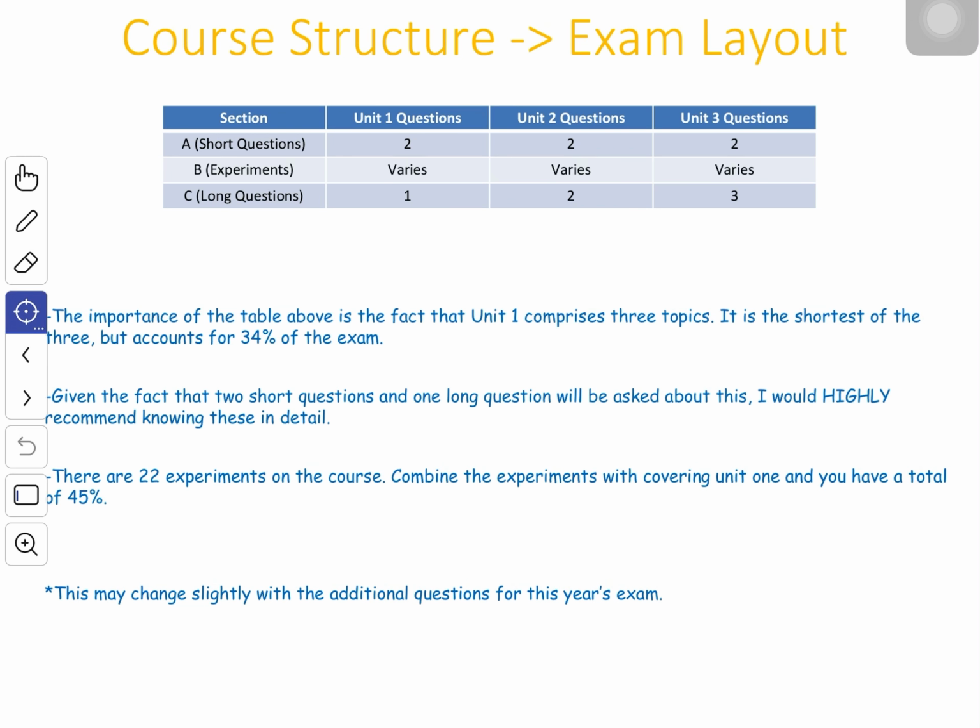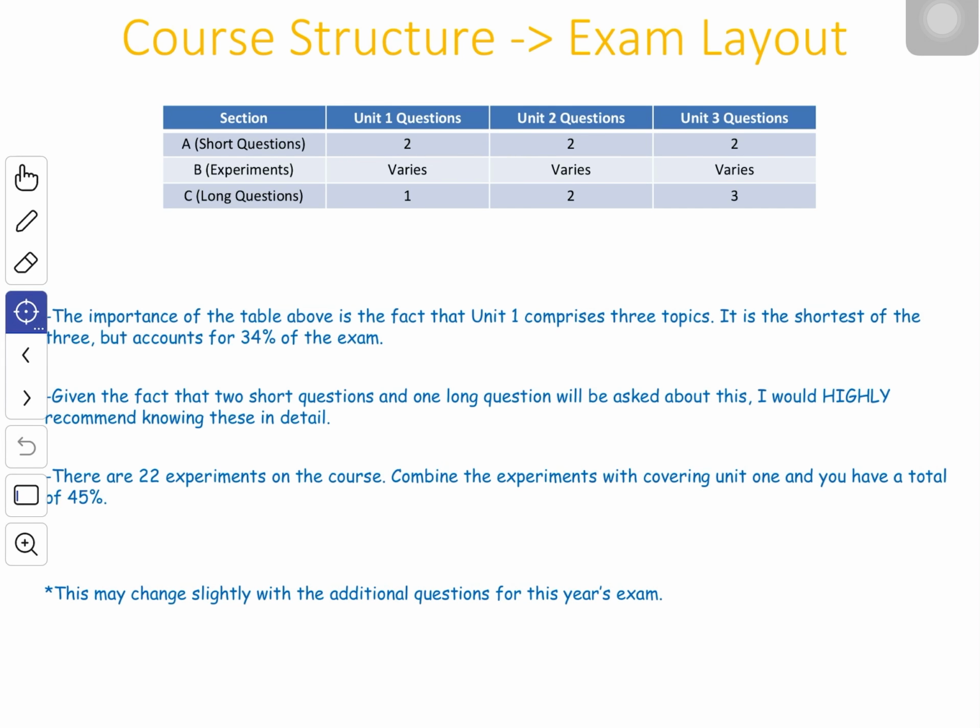Okay? And then if you combine that with the 22 experiments in the course, you have a grand total of 45% roughly already. Now, this might change slightly for this year's exam. What do I mean by that? Well, it used to be that the short answers would have 2 from Unit 1, 2 from Unit 2 and 2 from Unit 3. 1 long question from Unit 1, 2 long questions from Unit 2 and 3 long questions from Unit 3. That could change slightly, but even on the paper last year, which had the same changes, it pretty much ended up being the exact same thing.